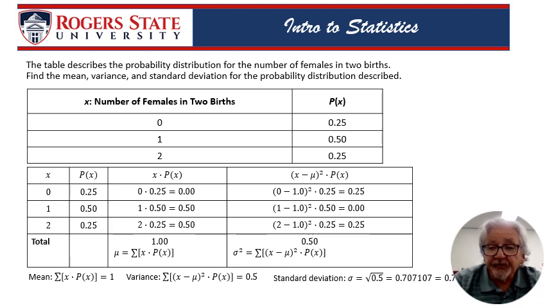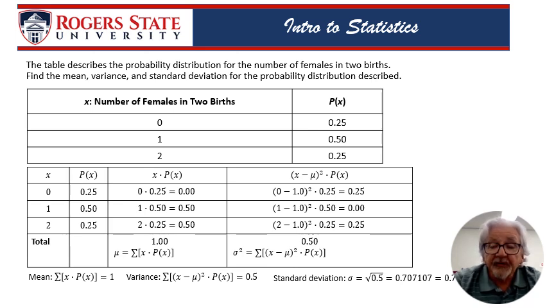Now, what we're going to do is find the mean, the standard deviation, and the variance. So to find the mean, we're going to take x, 0, times the probability, this one times this one. So 0 times 0.25 is 0. Now 1 times 0.50, 0.50. 2 times 0.25, 0.50. Add them all up. Gives me a total of 1. Now, what that basically tells us is, well, our mean is 1.